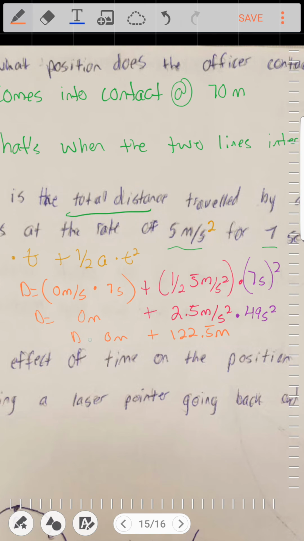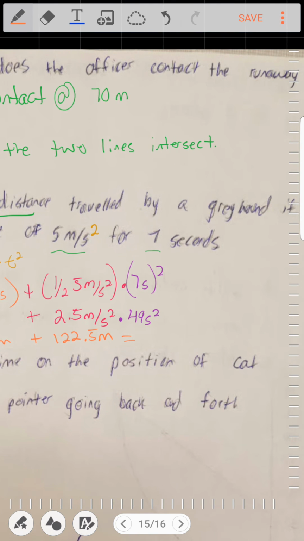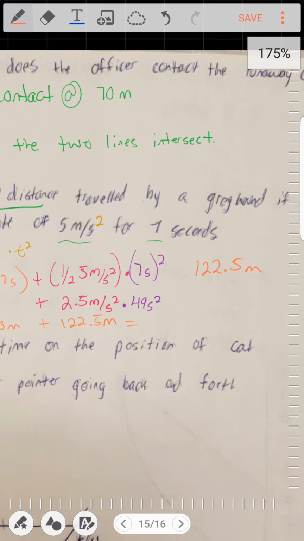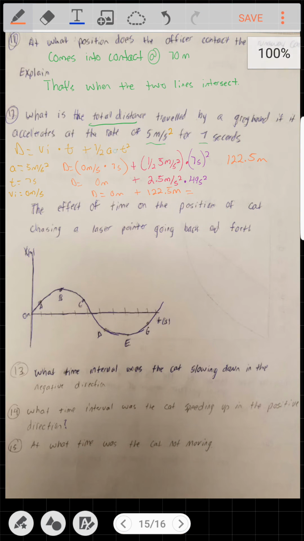So what's my total distance? Equals 0 meters plus 122.5 meters equals 122.5 meters. So 122.5 meters. Okay, what are the points for? My equation and my variables, my final answer, and my final unit. 3 out of 3. Okay.